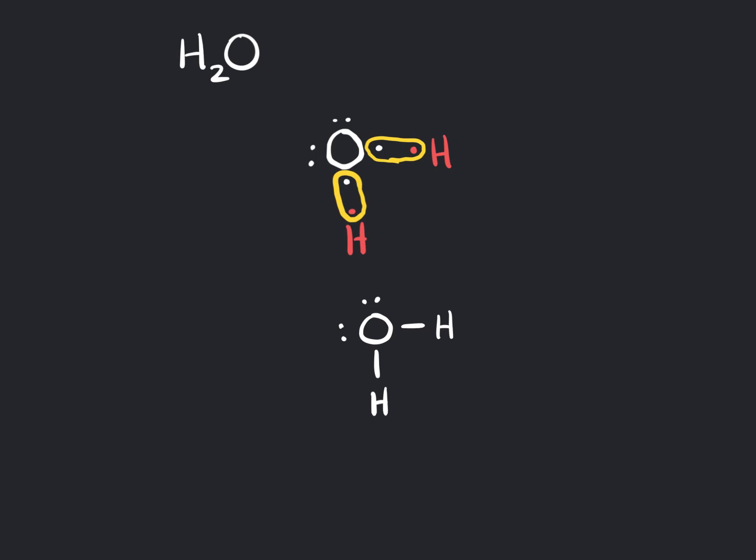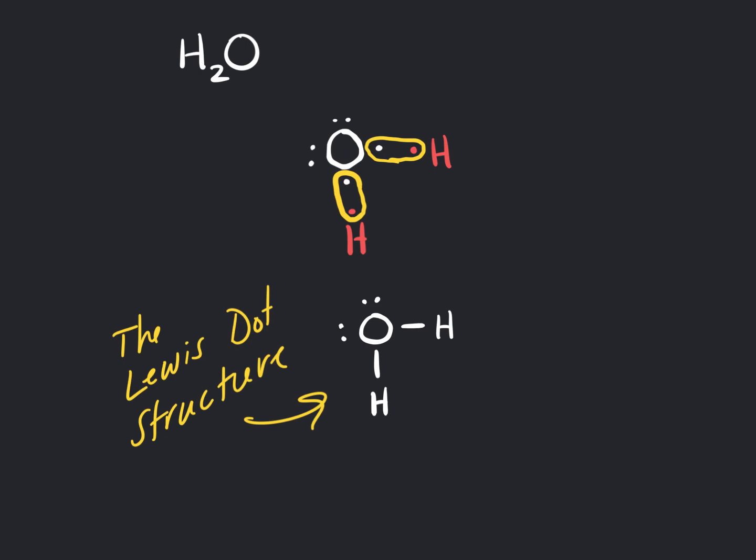What you're seeing right here is the structure. Okay. The circles were only there so that I could count an octet. This is an octet. That's 2 for hydrogen, that's an octet. That's 2 for hydrogen, that's an octet. But I really want to stress that this is the Lewis dot structure for water. Okay, so there it is.